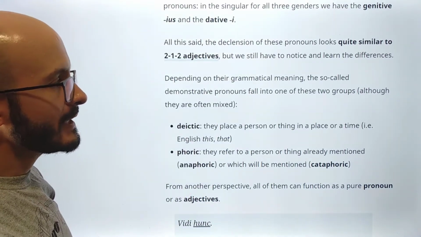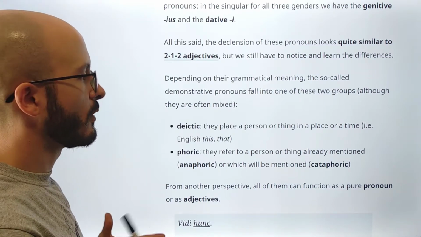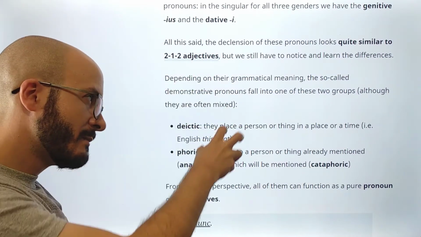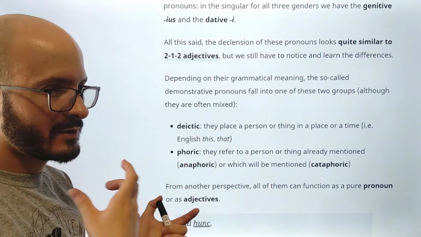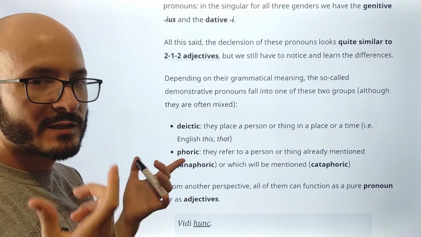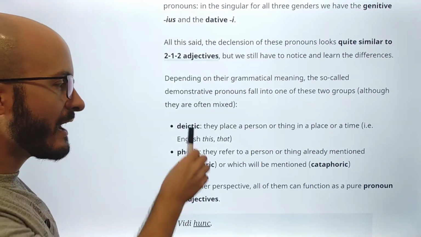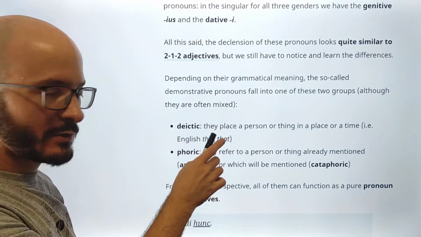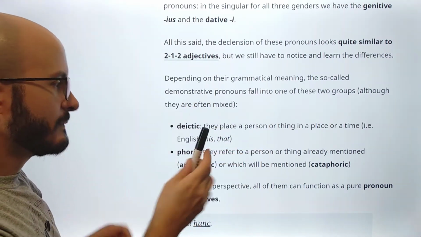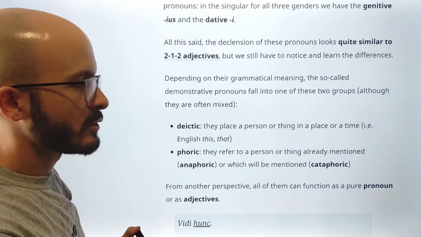Depending on their grammatical meaning, the so-called demonstrative pronouns fall into one of these 2 groups, although they are often mixed. Again, this is kind of about terminology, but also a bit about syntax, so don't obsess so much about terminology, just understand the syntactic component, okay? So, we have 2 kinds. Deictic, or in American English I think you just say deictic, whatever. They place a person or thing in a place or a time.